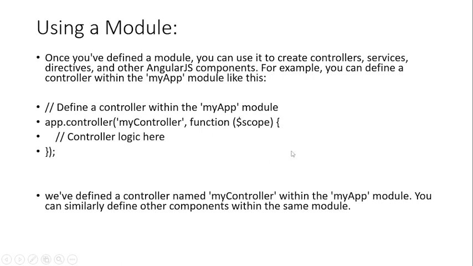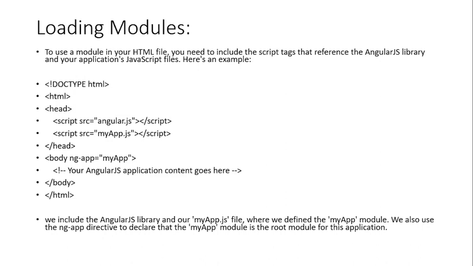Once you have defined a module, you can use the module to create what? Controllers, services, and directives. We have already seen this in the encapsulation concept, right? This is how we use the controller inside an app. We have defined a controller with the name myController within the myapp module. So the name of the module is what? myapp. And the name of the controller is what? myController.